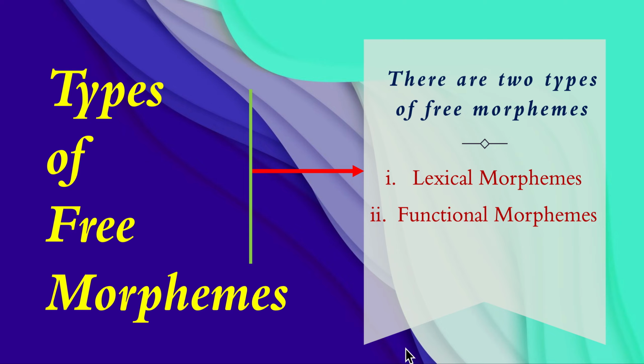Hello and welcome to the topic types of free morphemes. There are two types of free morphemes. The first one is lexical morphemes and the second one is functional morphemes.